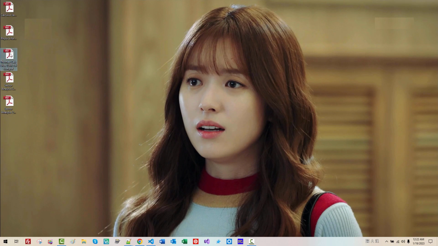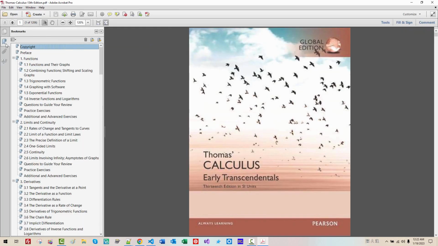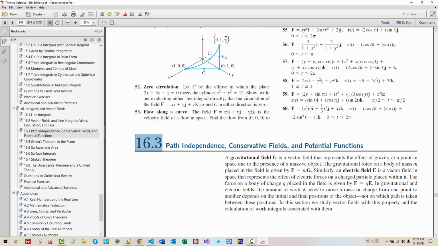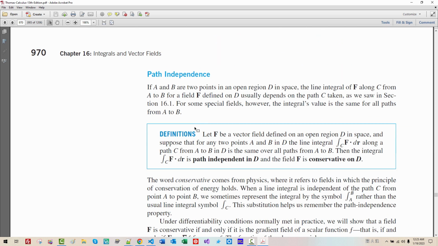From Thomas's Calculus, Chapter 16.3. Path independence, conservative fields, and potential functions. I will read this part.